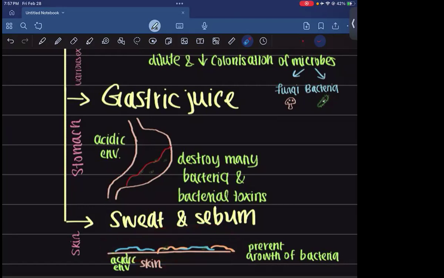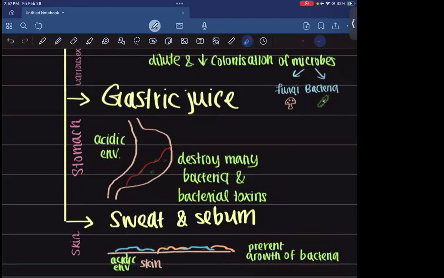So whenever there is an acidic environment, who is affected? Bacteria are affected. Now see, in the stomach, because of the secretion of gastric juice, an acidic environment is created. So who is being affected? Here also, because of sweat and sebum on your skin surface, an acidic environment is created. So who is basically affected? Bacteria are affected. Here bacteria and bacterial toxins are being destroyed. Here they will be preventing the growth of bacteria.